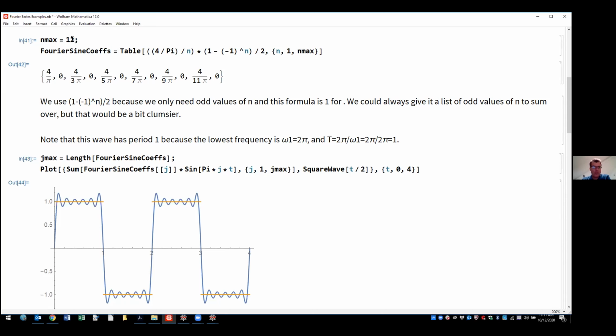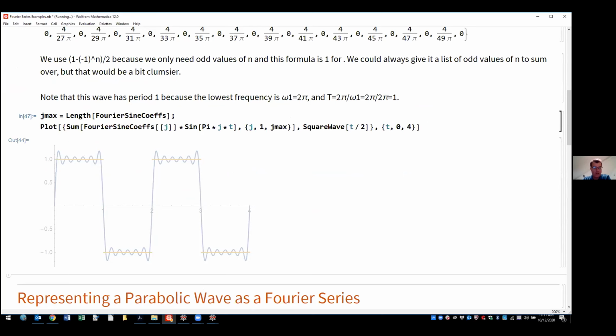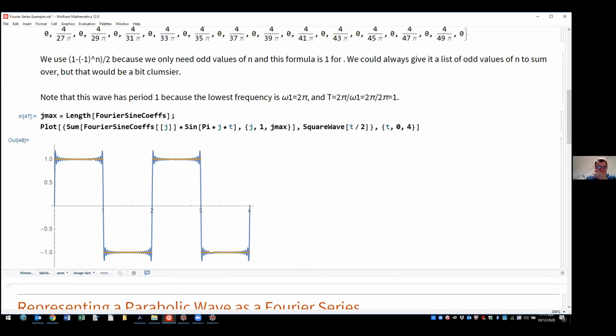Let's go out to an absurd number of terms. Takes a little while to plot. Okay. Anybody notice anything weird about this? Those spikes on the edges? Yeah, it doesn't look like it's quite converging to the square wave. It looks like it's overshooting here and then overshooting down here.